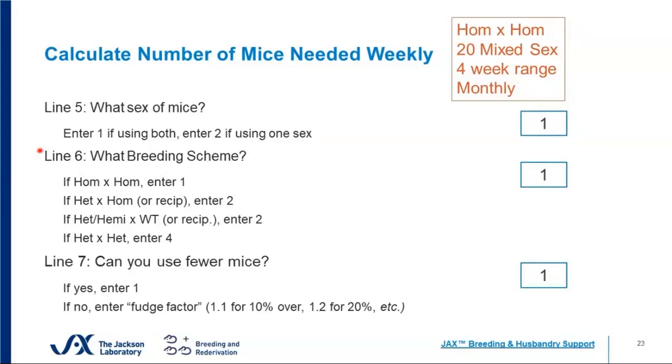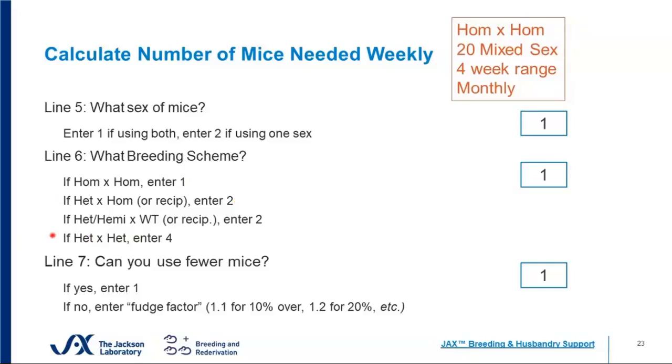Line 6, we deal with the breeding scheme, and really the way to think of this is what percentage of mice that you get out of whatever your breeding scheme are useful. Also, you want to convert whatever that percentage is to a fraction, and I'll explain why in a moment. So if you're breeding hom by hom and 100% of the mice are useful, that's 1 out of 1, you enter 1, which is what we have here. If you're breeding, say, het by het, and you're getting 25% homozygotes, that's 1 out of 4, you would put in a 4. But if you're breeding, say, het by hom, and it's 1 out of 2, or 50%, you would put in a 2.